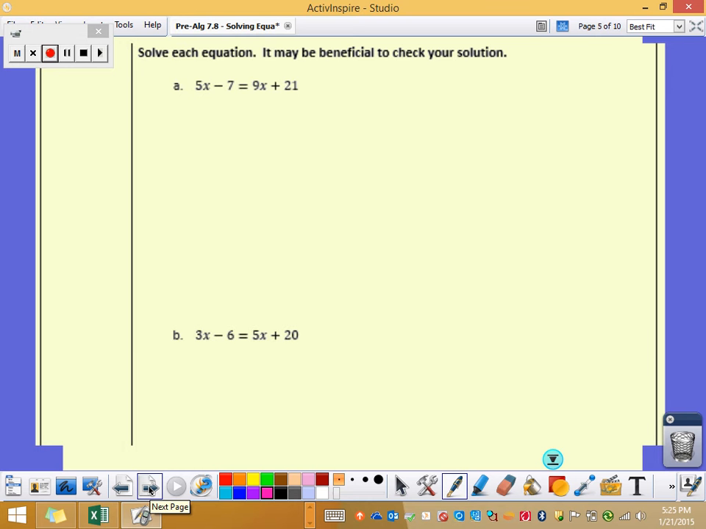Okay, we have a lot to cover today, so I'm just going to do a couple examples since I've kind of been throwing these in your worksheets as we go. Let's start with an easy one. Let's start with A.